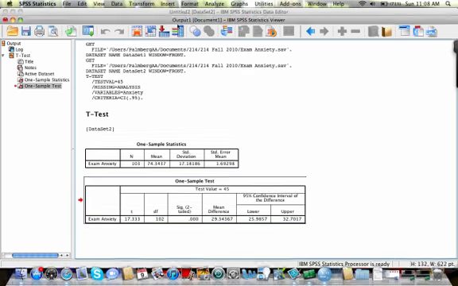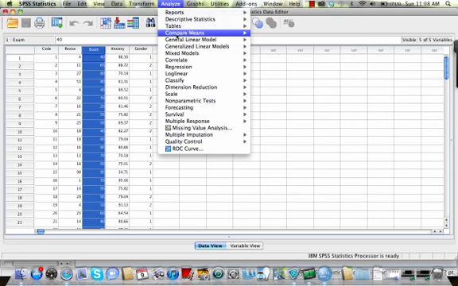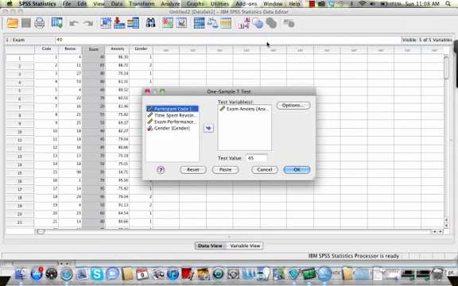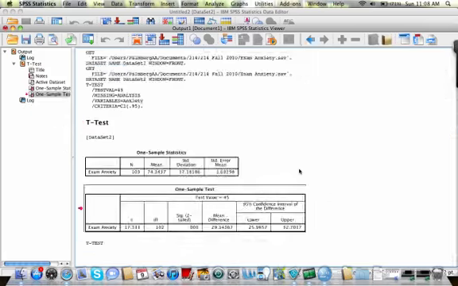So now we want to do the same thing for exam performance. So we go back to our data, go to Analyze, Compare Means, and one-sample t-test. I'm going to move exam anxiety back over, and now we're looking at performance. And we need to change this test value to the population mean, or sigma, of exam performance, which was 88. And click OK.